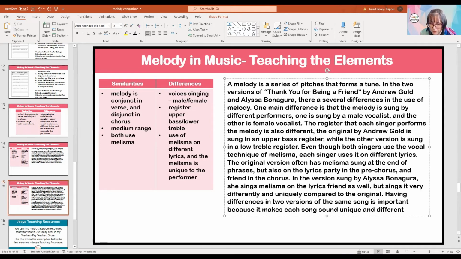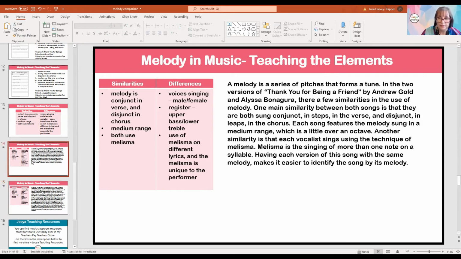I should say having differences in melody for the two versions of the same song is important because it makes each song sound unique and different. That would actually do. Alrighty, so you could see that the differences is a little bit longer than our similarities. That's okay. So the important thing is, though, again, is the whole idea that I've actually used main idea, understanding, sample, information, connect to concept, or connect to element, or our main idea, in both of these actual paragraphs.